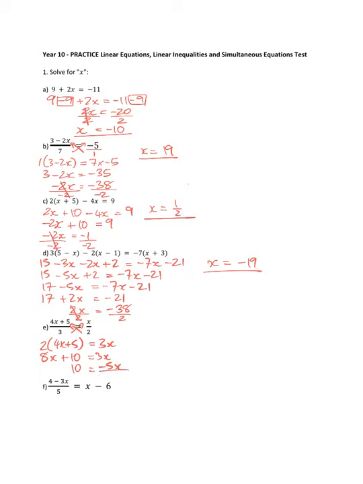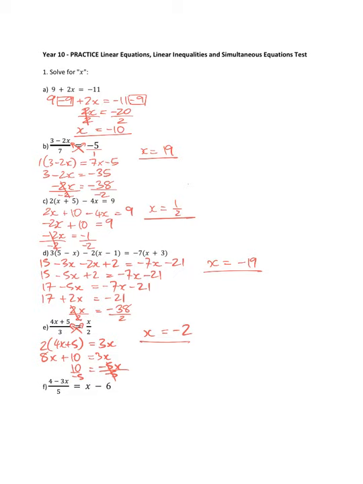I want to get rid of the negative 5, so divide by negative 5 on both sides. That cancels. So you've got x is equal to 10 divided by negative 5, which is going to be negative 2. Underline that for the solution.